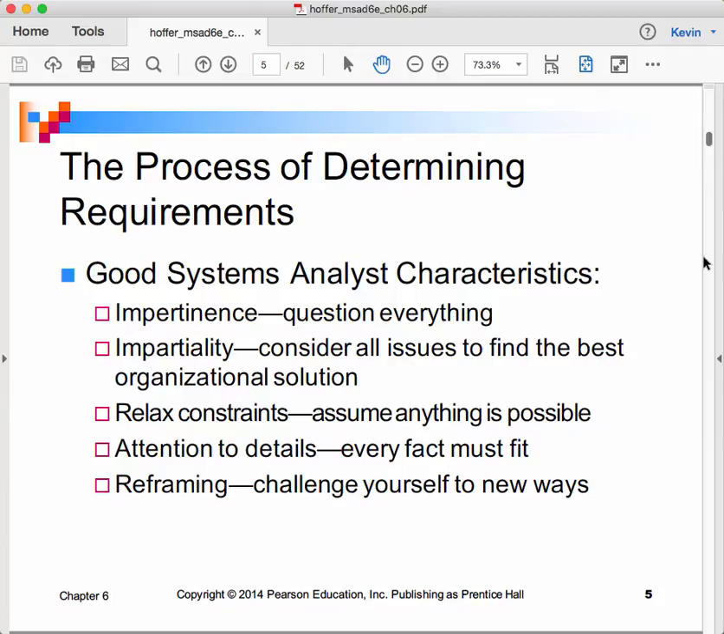Relaxing constraints. Assume anything is possible. This kind of relates to impertinence in a way. What we really need to do with the people who we're trying to help is explore how things would be if they were different. So people who are very good at a particular process in an organization are typically committed to the rules of the game. And they'll do whatever they have to meet the current set of requirements.